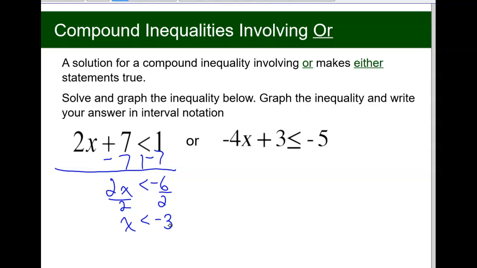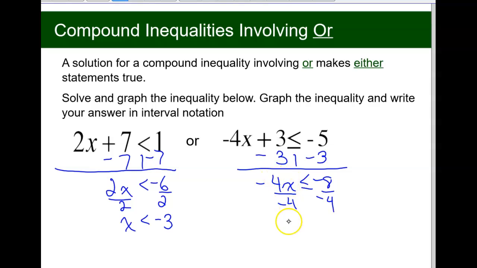That's one part of this, but I want to solve for the other part too. I'm going to subtract 3. Negative 4x is less than or equal to negative 8. Divide both sides by negative 4. And we're going to get x, and then remember to flip the sign, because I divided both sides by the negative there, is greater than or equal to 2. So this is my solution to this compound inequality. x is less than negative 3, or x is greater than or equal to 2.